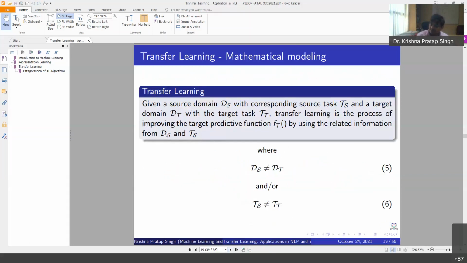And what transfer learning basically is: given a source domain with the corresponding source task, and a target domain, where S represents the source and T represents the target. Transfer learning is the process of improving the target predictive performance, the target learning performance, by using the related information from DS and TS, where DS, the data sets in the source domain, is not equal to DT, the data sets in the target domain, and or the tasks differ. Many combinations are possible. It may or it may not be equal, so any of the four combinations makes it a transfer learning scenario.